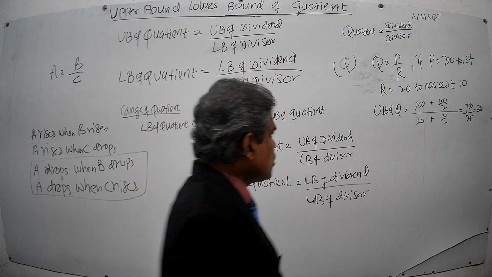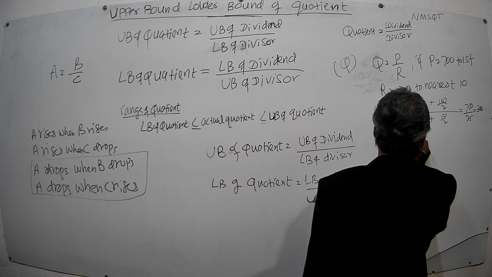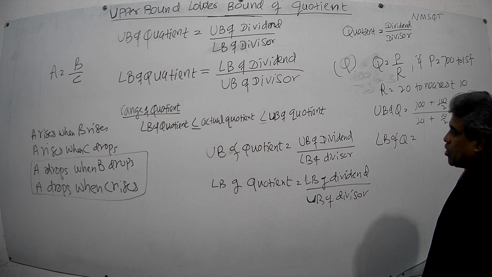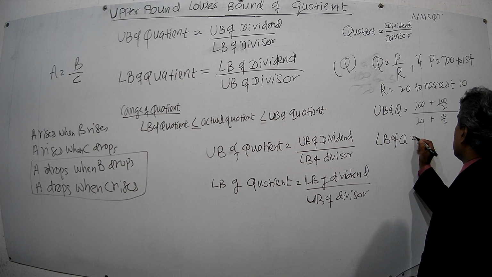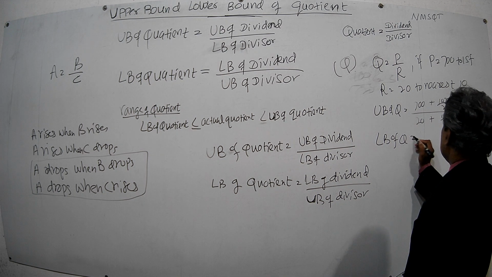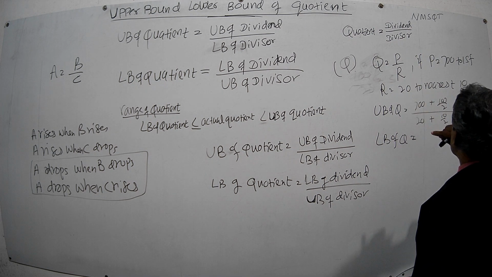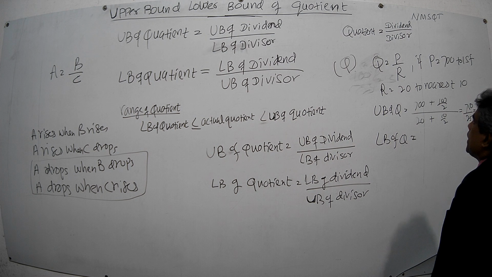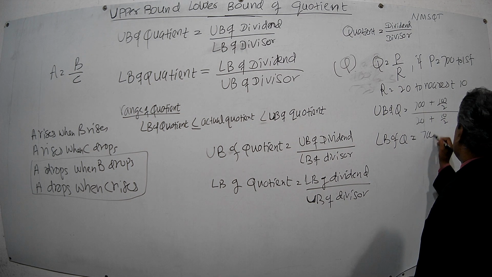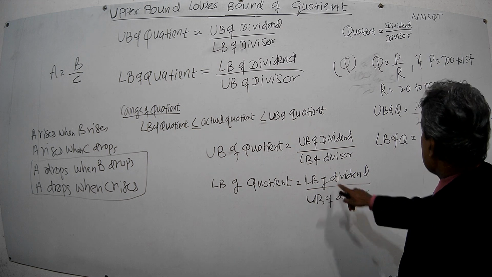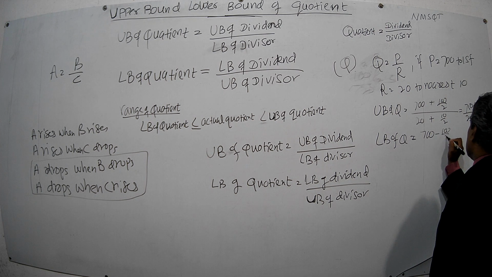Then you go to the lower bound of Q. The lower bound of the quotient is the lower bound of the dividend over the upper bound of the divisor. The lower bound of the dividend is the corrected value minus the degree of accuracy over 2. Here P is 700, and to get the lower bound we subtract 100 over 2.